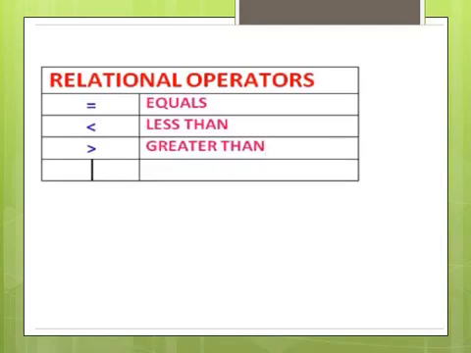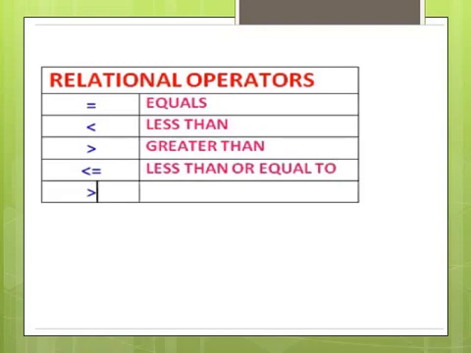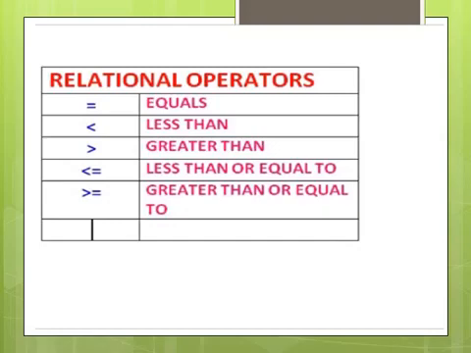Less than or equal to, if the first variable is smaller or equal to the second, returns a true value, otherwise false. Greater than or equal to, if the first variable is greater or equal to the second, it returns a true value, otherwise false. Not equal to, if both variables are unequal, it returns true, otherwise it will return false.